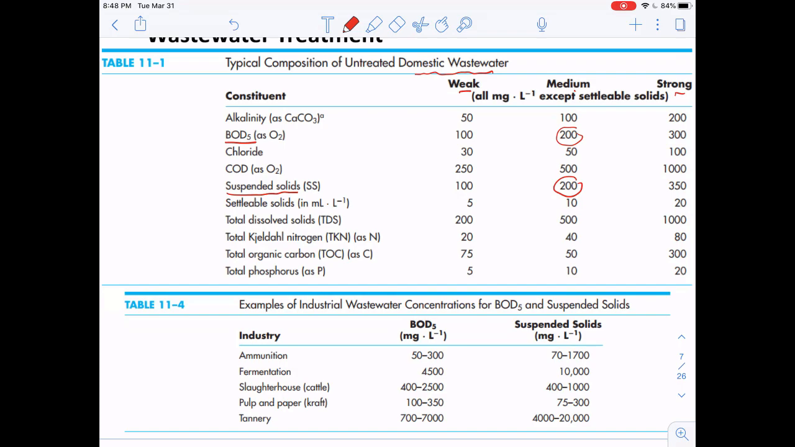Because different industries process their chemicals or resources differently, their wastewater properties will also be quite different. For example, the fermentation industry will typically have a very high BOD5, right? And the suspended solid concentration will be very high too. And for the slaughterhouse, the BOD5 really depends on the typical operating periods, right? Because they're not operating the plant under a steady state condition.